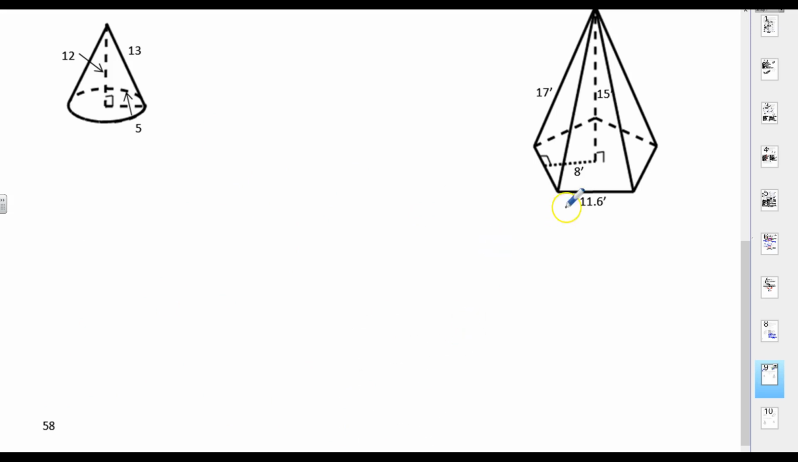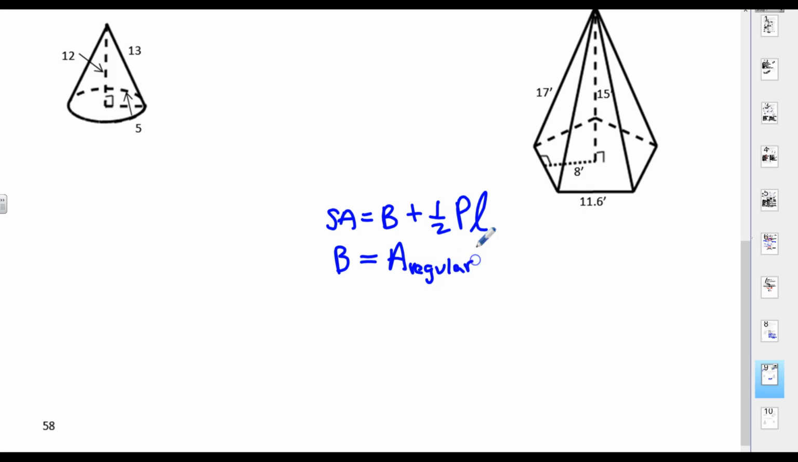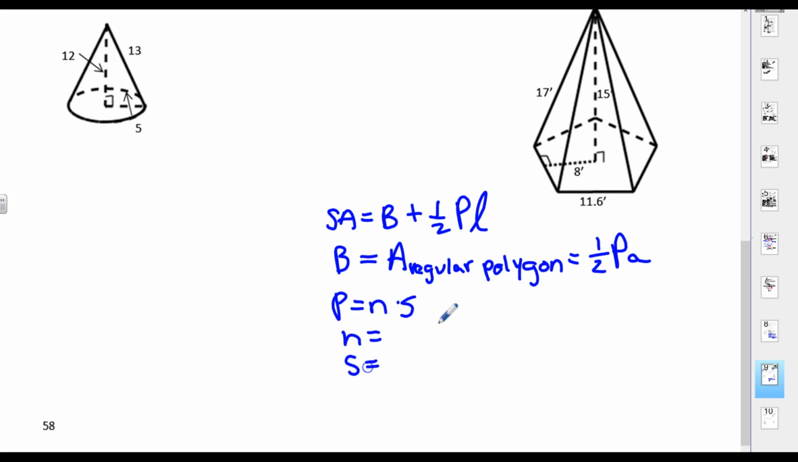So for the pyramid, again, we start off by listing the formula. Surface area equals base plus 1/2 perimeter of the base times the slant height. So I need the base. Well, the base this time is a regular polygon, a pentagon. So we need its formula. That's 1/2 perimeter times apothem. Perimeter is number of sides times side length. So I need the number of sides and the side length. I also need an apothem.